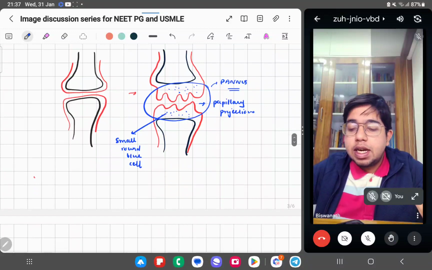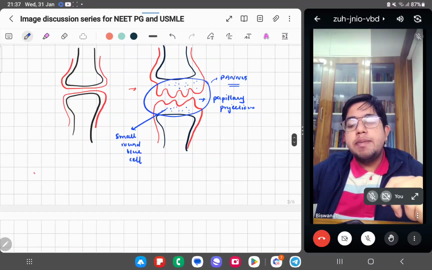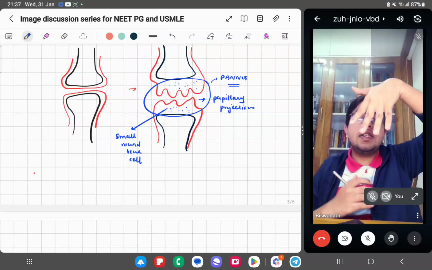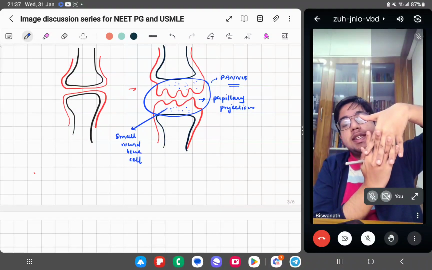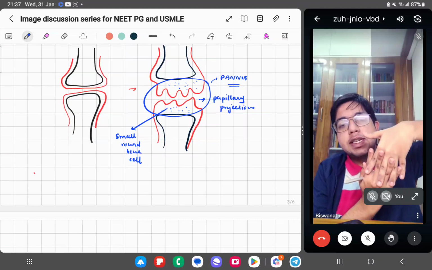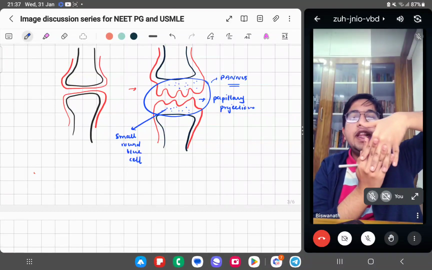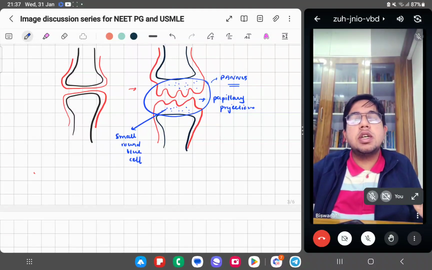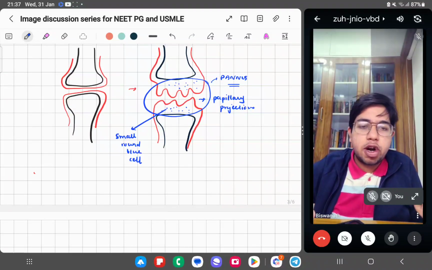And what happens is that when you sleep, these papillary projections are intertwined with each other. So let's say this is one and this is another. So this gets intertwined. And if this gets intertwined, when you wake up, you'll feel the stiffness. This morning stiffness is a very characteristic feature, a diagnostic feature of your rheumatoid arthritis.